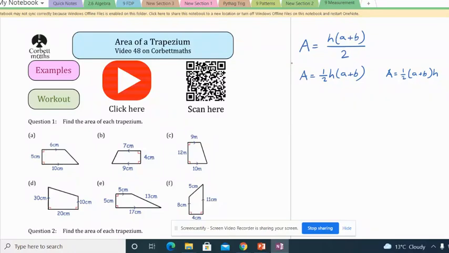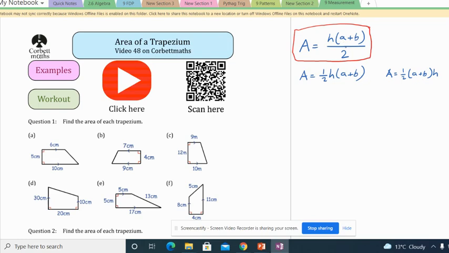Hi Year Nines, in this video we're going to look at areas of trapeziums. And so we've got this formula here, A equals H times (A plus B) on the top, and then divided by 2. And these here are other ways you may see the formula. They essentially mean the same thing.